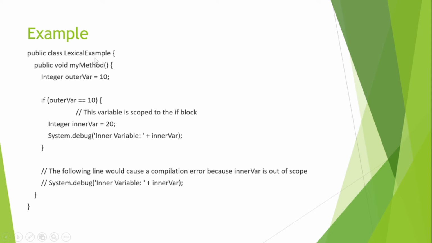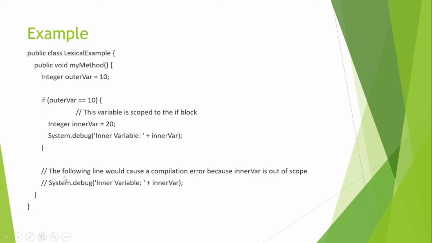Public class LexicalExample. Here we are taking public void myMethod. With the Integer data type we are taking outerVar and storing the value 10. If outerVar equals 10, this variable is scoped to the if block, meaning this block. Integer innerVar equals 20. So here we are storing 20 in innerVar. System.debug('innerVar: ' + innerVar), this value we are printing.